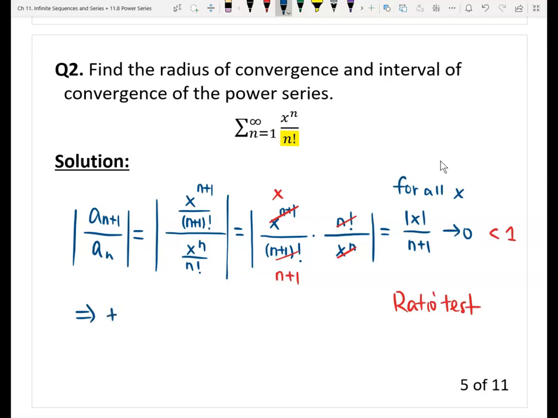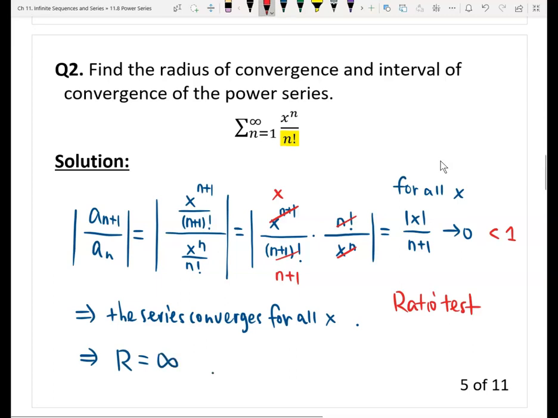So the series converges for all real numbers x, or simply say for all x. That's by the ratio test. Then now we know the radius. The radius equals infinity, right? This is the second case of the theorem we just discussed.